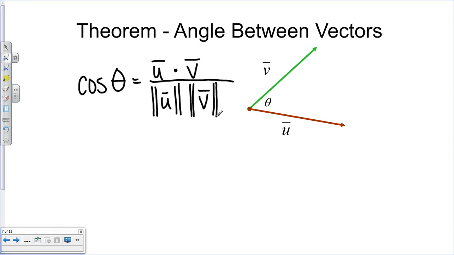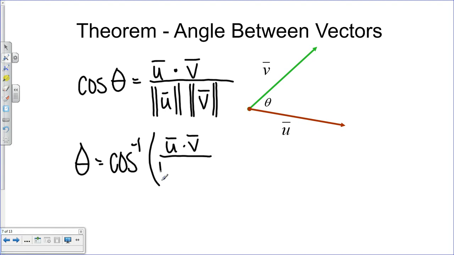So the dot product is going to create a scalar, a plain old number. On the bottom, the two magnitudes are plain old numbers. They're actually plain old positive numbers. So the cosine of theta is equal to this ratio, which means when I want to actually find theta, what I need to do is take the cosine inverse of u dot v divided by the product of the magnitudes.